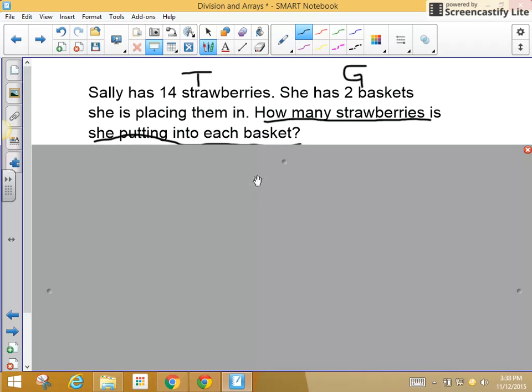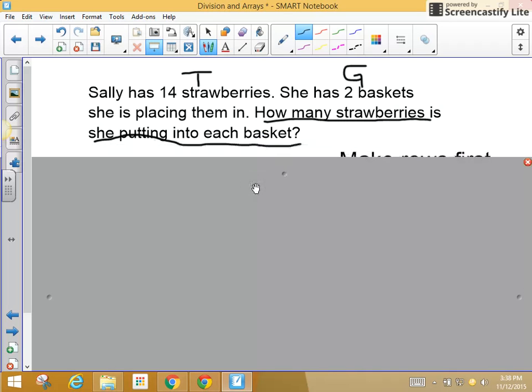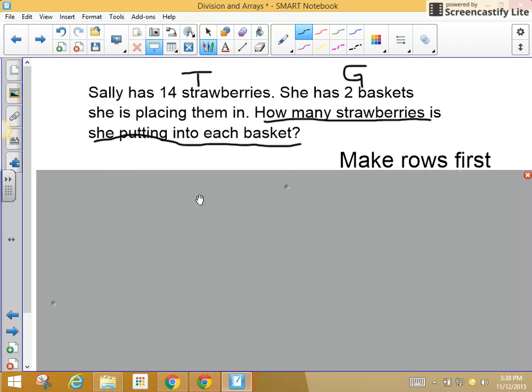All right. Now I want to write a division equation first, okay? So it's going to be my total divided by my groups equals how many I'm going to put in each, which right now I don't know, so I'm going to represent that with a question mark.